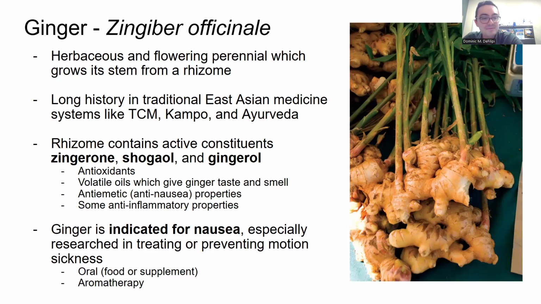Anyway, it's useful, probably most often used as an antiemetic. We think of ginger ale, right? So it's an antiemetic for anti-nausea properties if you're feeling motion sickness, for instance. It also has some anti-inflammatory properties, but ginger is most often indicated for nausea, especially researched in treating and preventing motion sickness, whether orally as a food or supplement or via aromatherapy.